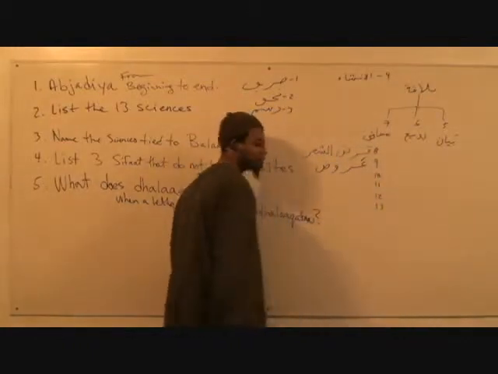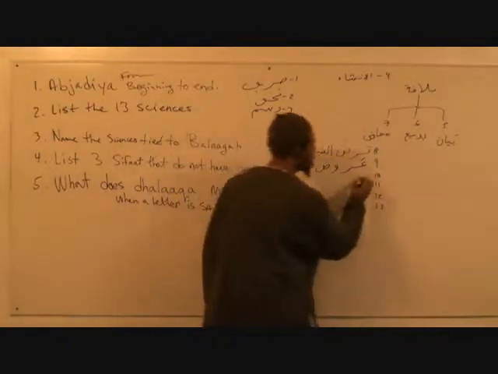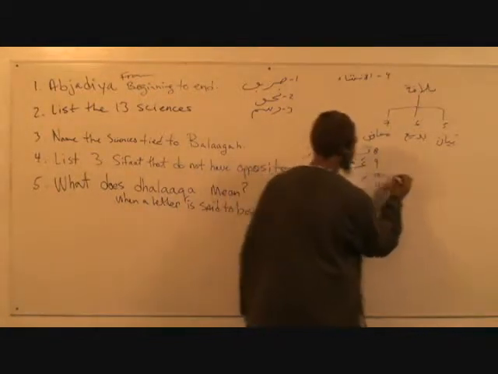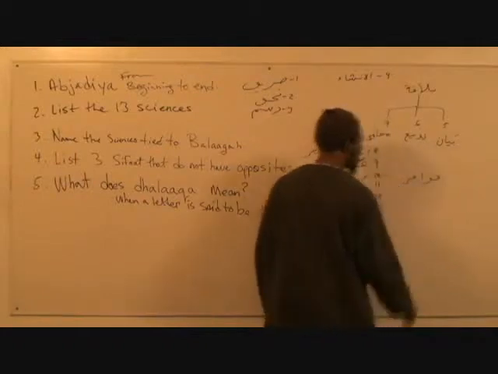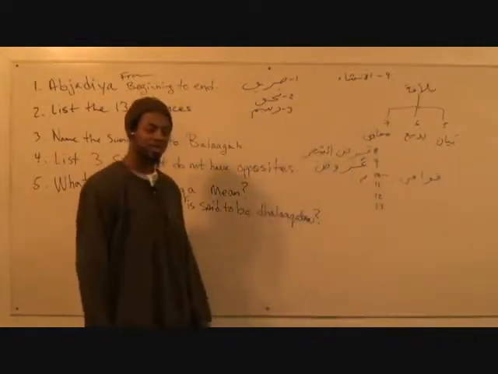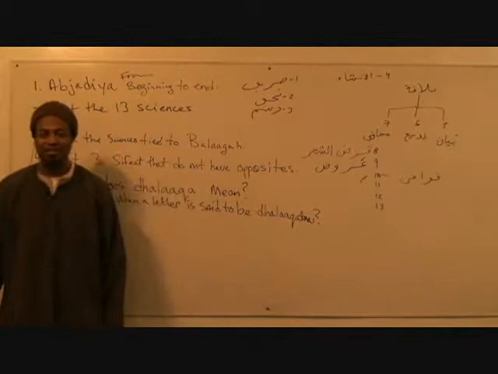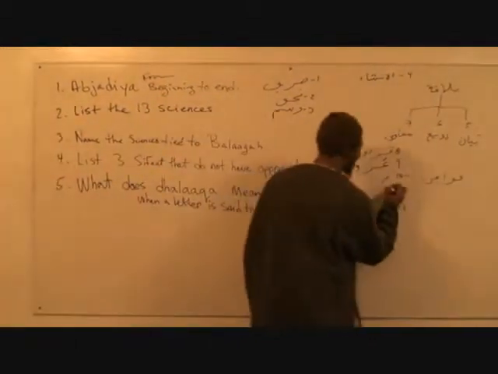What's the next one? Qawafi. Let me put it over here since you can't see. Qawafi. Right? What's the next one? Let's get 11. We got three more. Khitaba. Al-Khitaba.